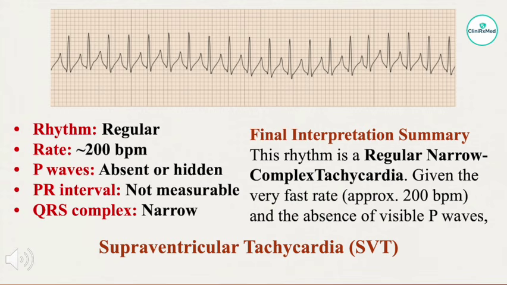Given the very fast heart rate, absence of visible P waves, and narrow QRS complexes, the most likely diagnosis is supraventricular tachycardia. SVT is a common emergency arrhythmia that originates above the ventricles and often presents with sudden onset palpitations.